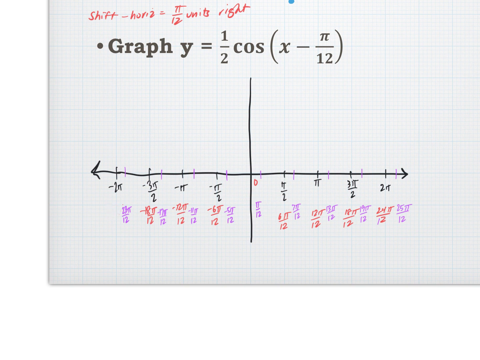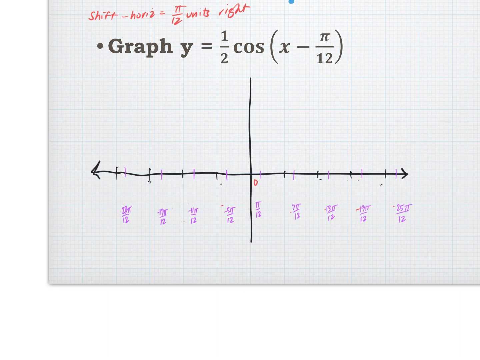So these originals here will disappear completely. I don't need them anymore. I have my new values. And then these will go away. This will go away. Gone, gone, gone, and gone. And so now I have my new values. So again, my shift was pi over 12 to the right.